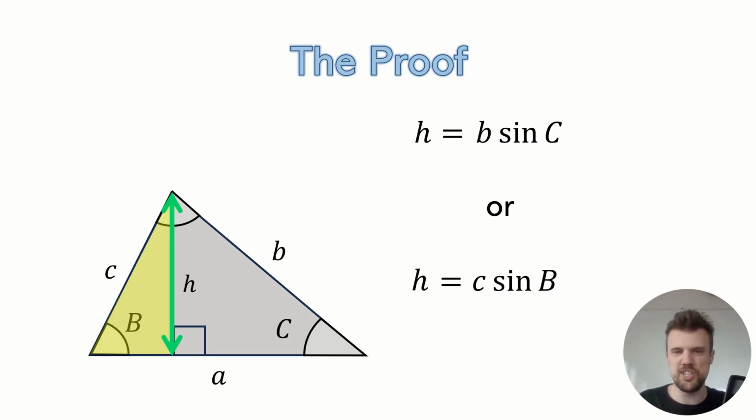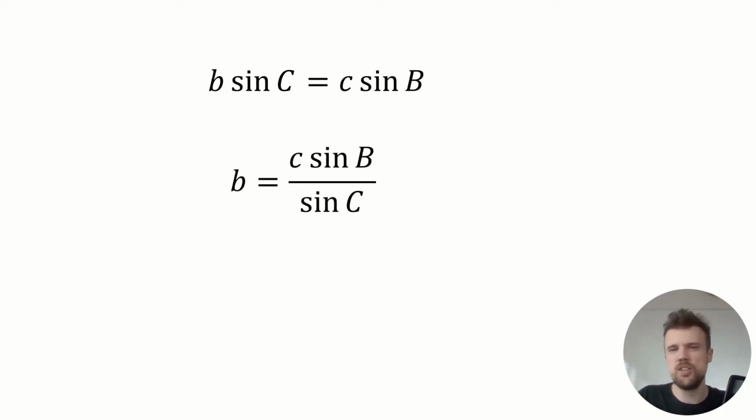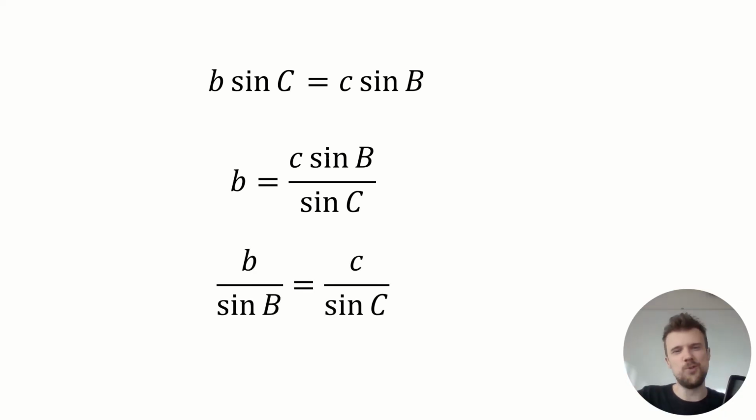But both of these expressions must be equal to H, so they therefore must be equal to each other. So we've formed an equation. And we can rearrange that equation because we could divide both sides by sine of C. We could divide both sides of the equation by sine of B. And what do you know? You end up with B over sine of B equals C over sine C.